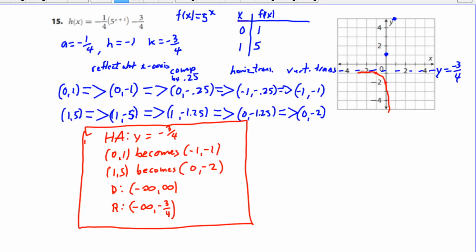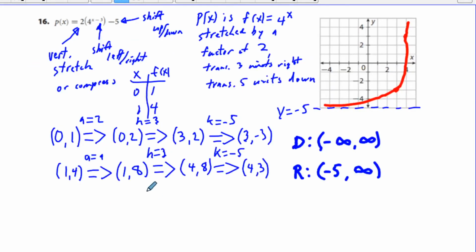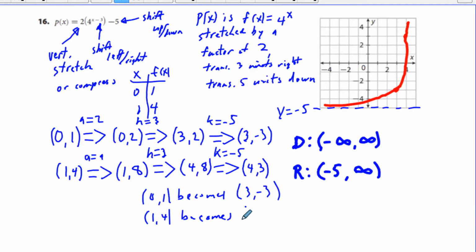Yeah, and I didn't articulate this the same way over here. So we have 0, 1 becomes 3, negative 3. 1, 4 becomes 4, 3. Okay, horizontal asymptote is y equals negative 5. So really that's it.